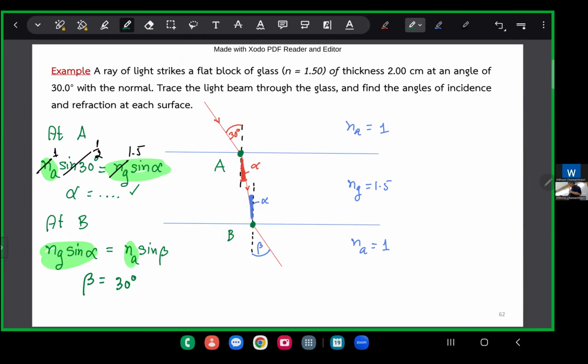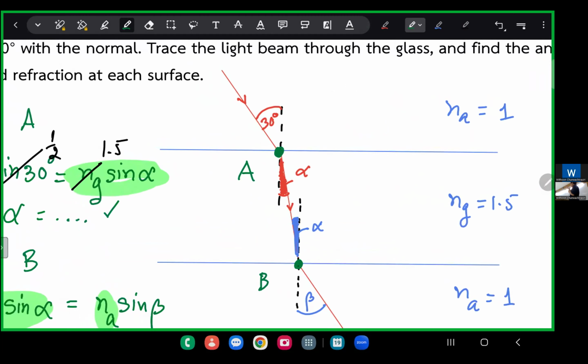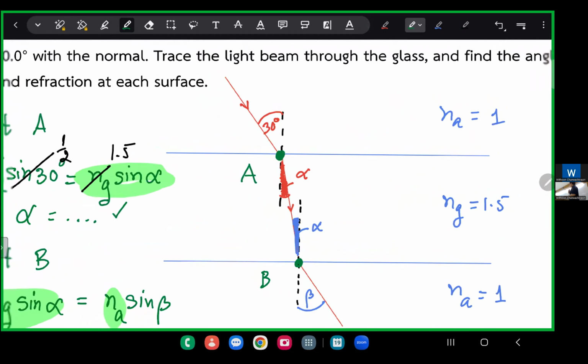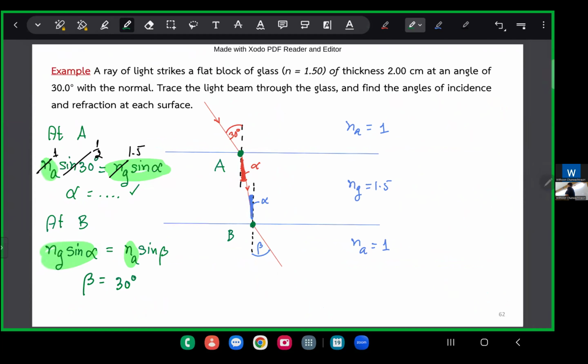The reason is that on the way in at point A and on the way out at point B, things just go in reverse of each other. And that is perfect because Snell's law has no direction. It doesn't tell you that the light has to travel from what to what.